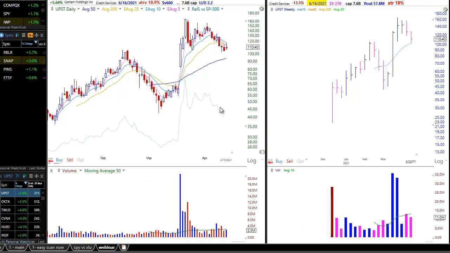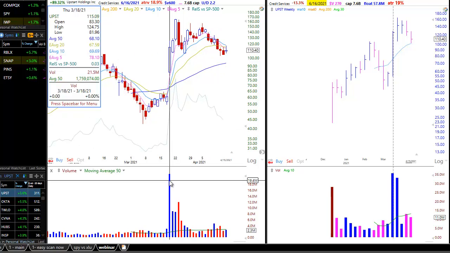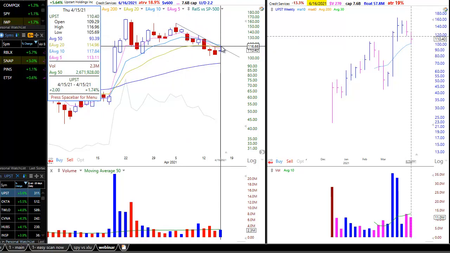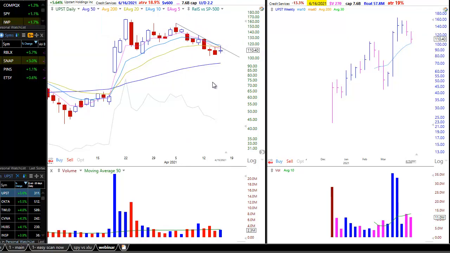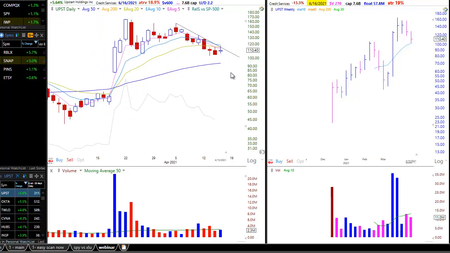We have UPST, which is a pretty big mover. Just monster volume, gap up to new highs. Failed the 10-day MA. Has this downtrend line here. If it can break through Thursday's high, price will be back above the 5, 10, and 20-day moving averages. Volatile stock though, so make sure you size accordingly.